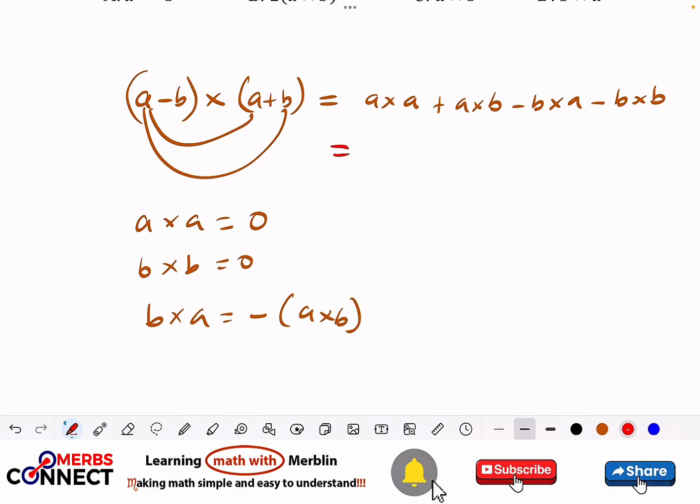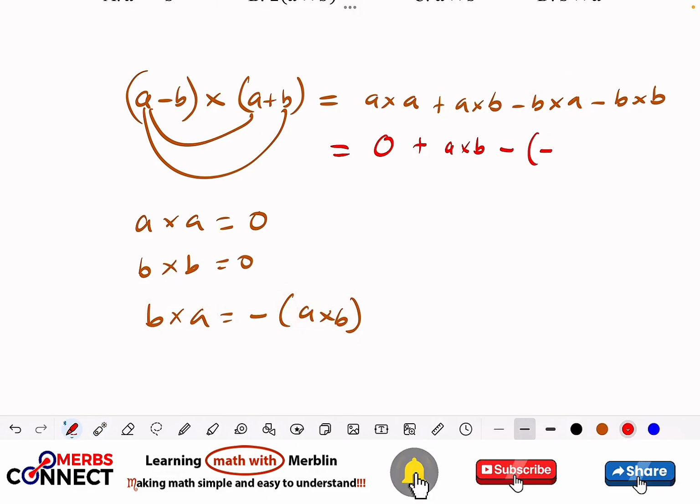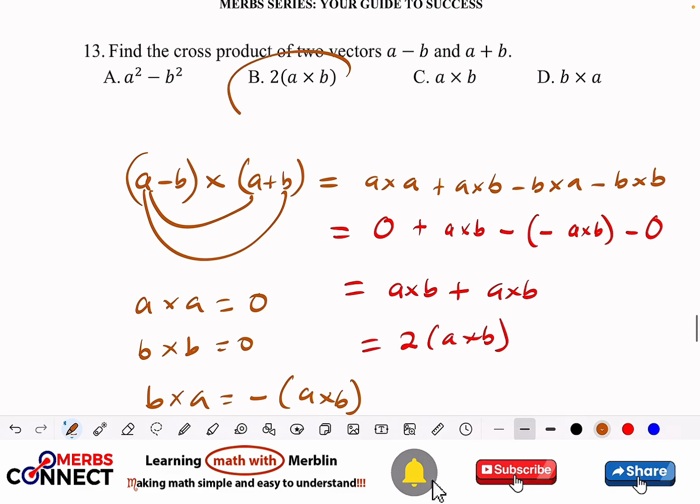So it means that A cross A will be 0. Then we have A cross B, minus, and this here is the same as this, so I'm going to have this one to be minus A cross B, right? Then minus B cross B is 0. So this is going to be A cross B plus A cross B, and this is the same as 2A cross B. So this is what we are going to get from here, and the answer is going to be B here.